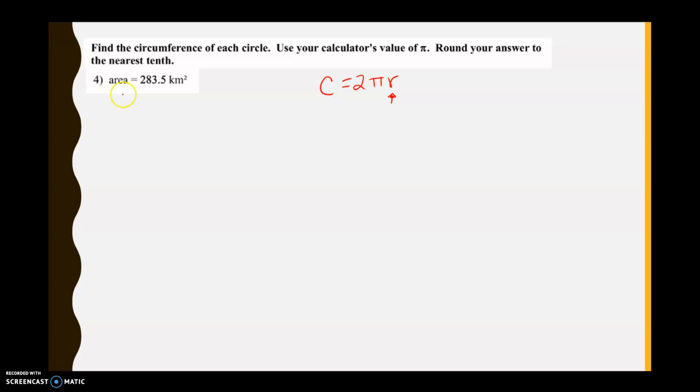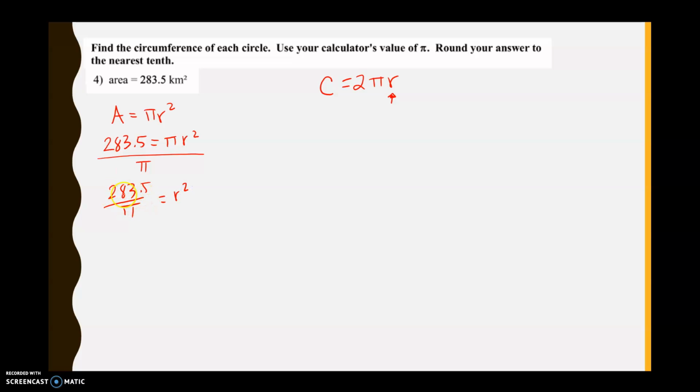But they're giving us that the area is 283.5. Well, we know the area of a circle is pi r squared. So if I replace the area with what I know, that's going to give us 283.5 is equal to pi r squared. And from here, I've got to get r by itself. So the first thing I'm going to do is divide this by pi. So I'm going to get 283.5 divided by pi is equal to r squared.